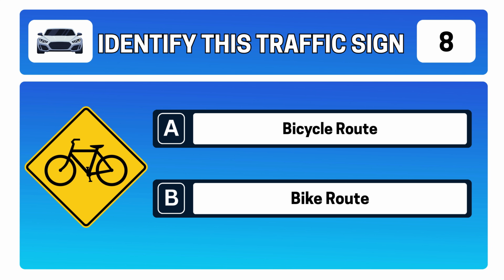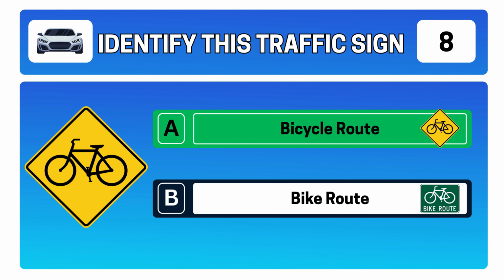Identify this traffic sign. A. Bicycle route. B. Bike route. Great catch. That is the bicycle route sign.